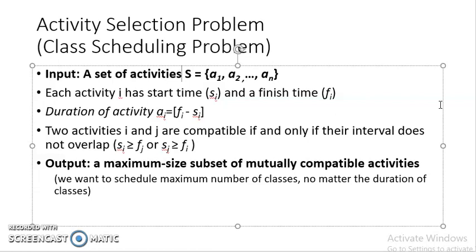So what is the required output? You have to schedule the maximum number of classes that you can. So now this is a maximization problem where you have to maximize the number of classes or the activities that you are going to schedule.